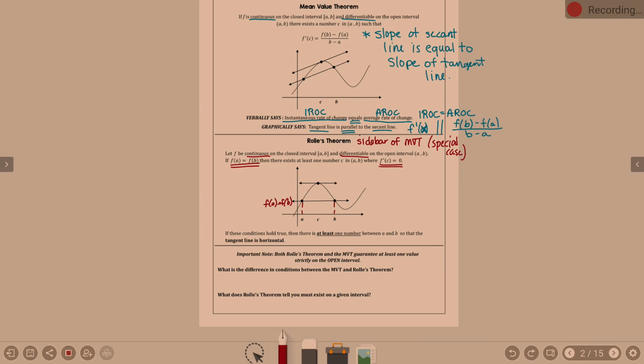Okay? So if these conditions hold true, then there is at least one number between a and b so that the tangent line is horizontal, or in other words, the slope equals 0. Whatever way you want to state that. Okay? So right here you've got the slope of the tangent line is 0 and the slope of the secant line is 0.